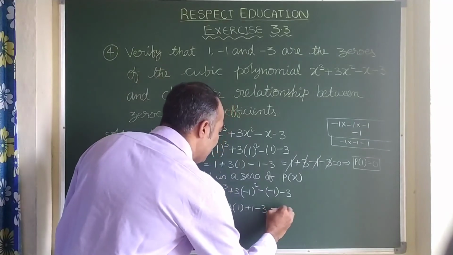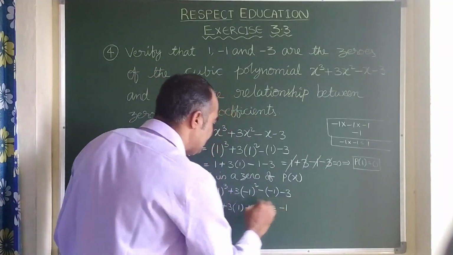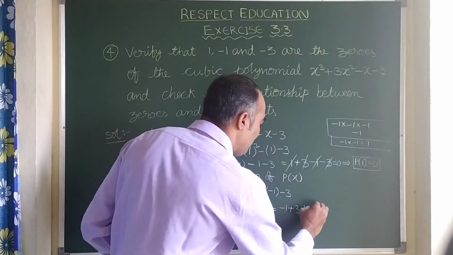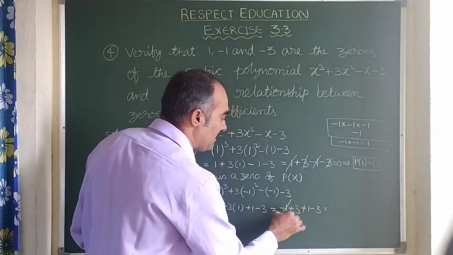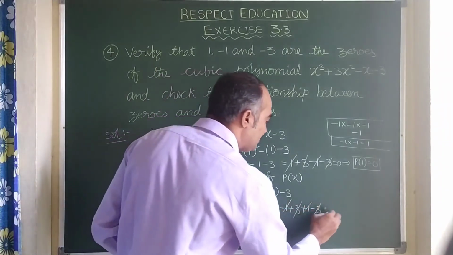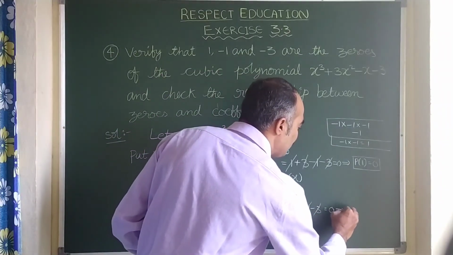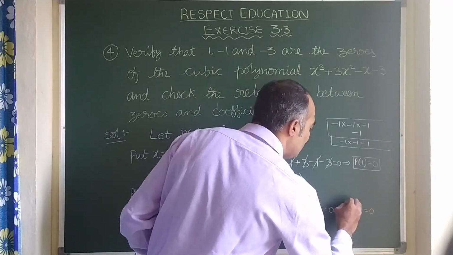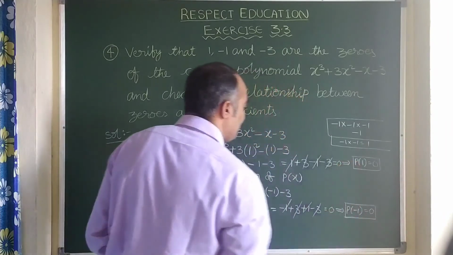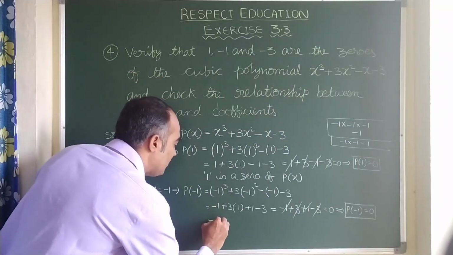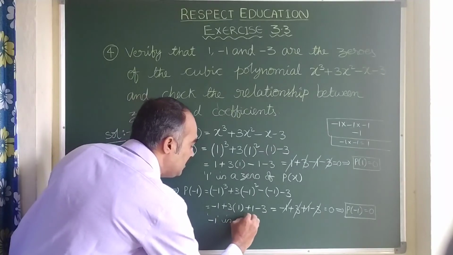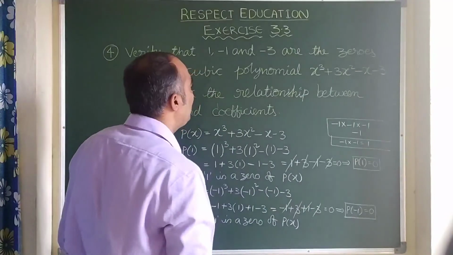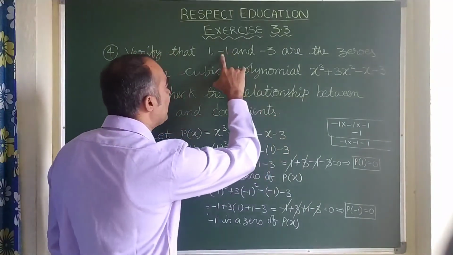So here minus 1, let us write as it is, plus 3 ones are 3, plus 1, minus 3. As usual, cancel minus 1 with plus 1, and plus 3 with minus 3. So here you get 0. That means p of minus 1 is also 0. So minus 1 is a zero of the given p of x. So far we checked that 1 is a zero and minus 1 is a zero.